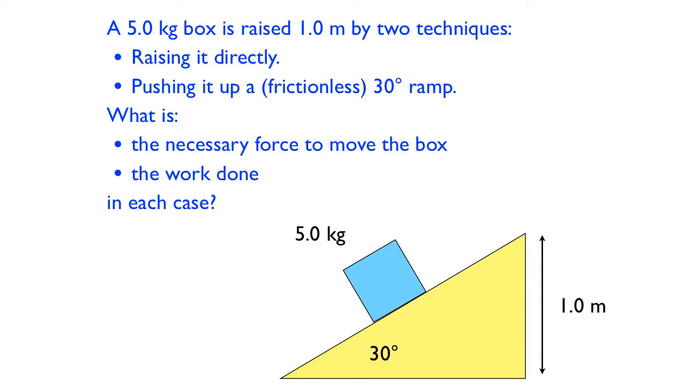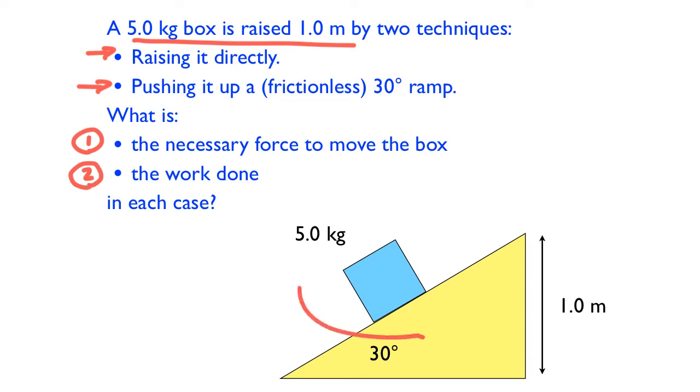So we take a 5 kilogram box and we raise it by 1 meter, and we do two different things. One, we raise it directly. Two, we push it up a 30-degree ramp. Two questions. One, what is the force necessary to raise the box? Two, what is the work done in each case? We are implicitly saying the box is the system. And if I'm raising the box, I am putting work in. Work is going into the system.